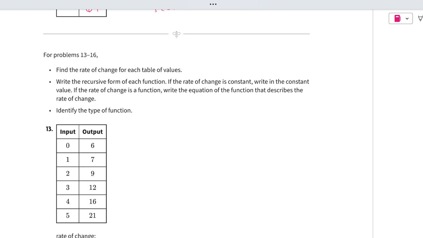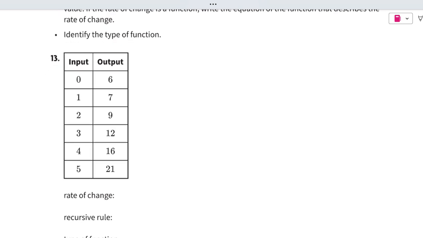So we're basically going to do the reverse of what we were just doing. This time it gives us the table. We're going to find the information. So let's start with looking at our differences here. Here the difference between 6 and 7, we have to add 1. Here we add 2. 9 to 12, we add 3. 12 to 16, we add 4. And then lastly, we add 5.